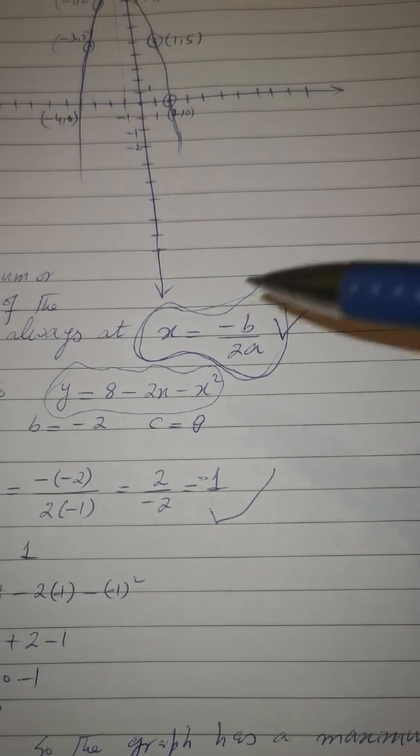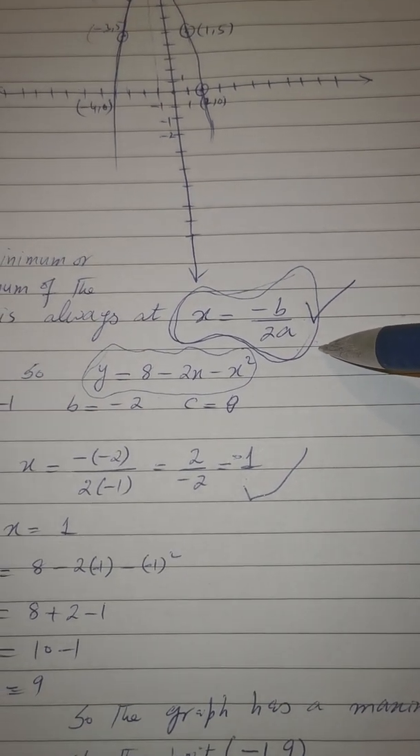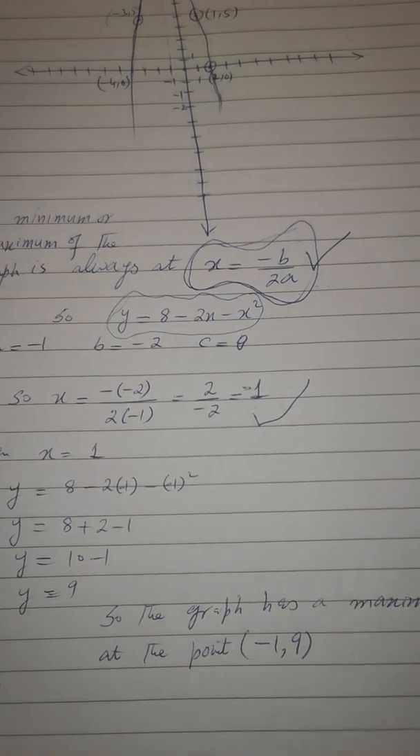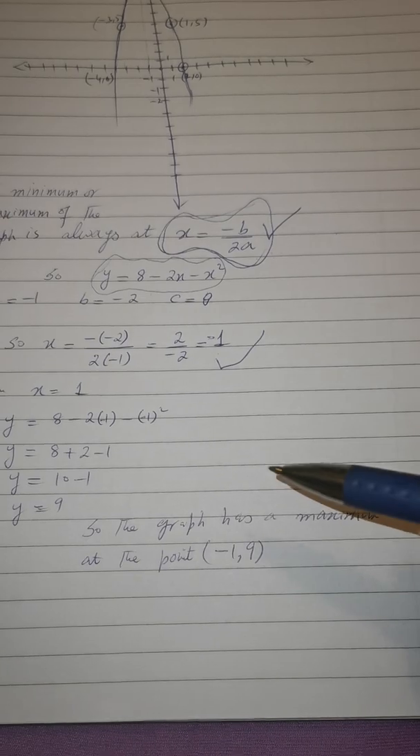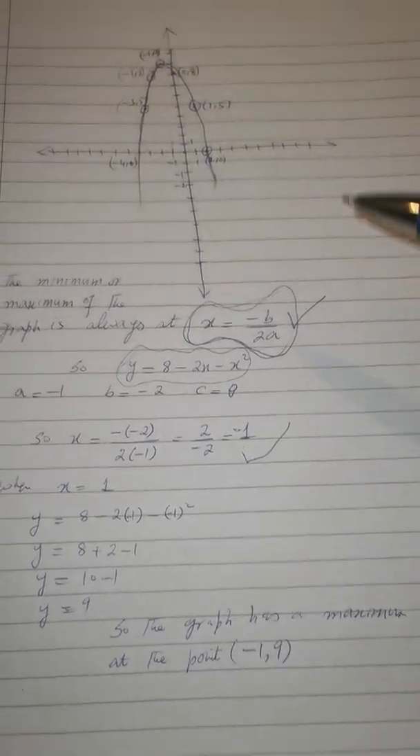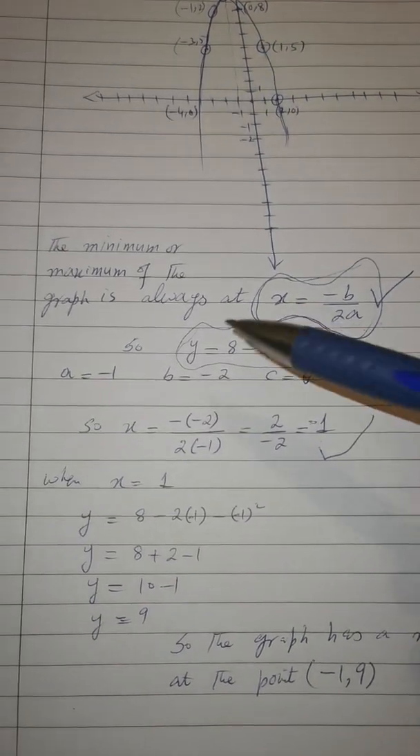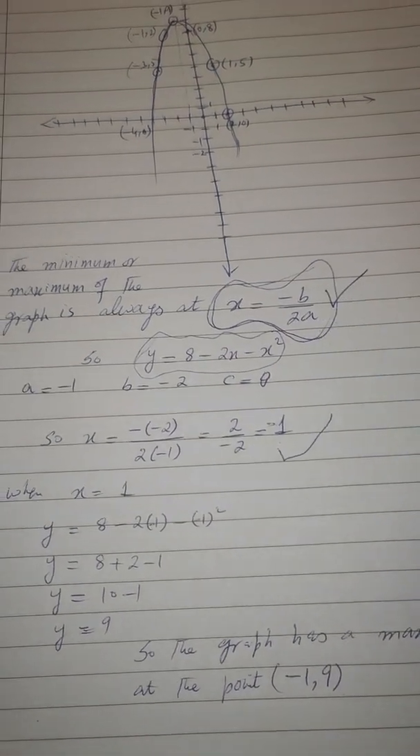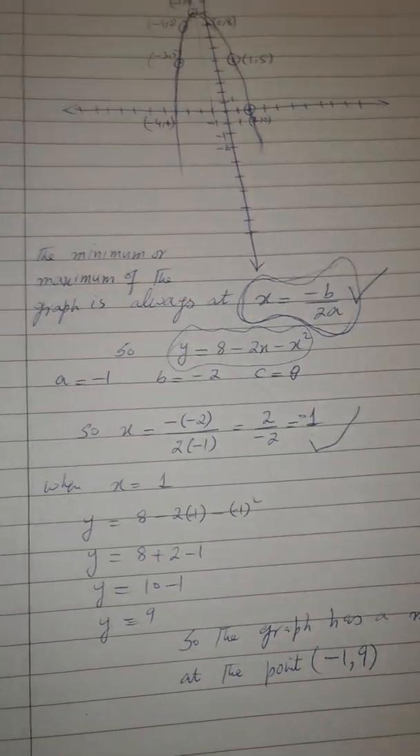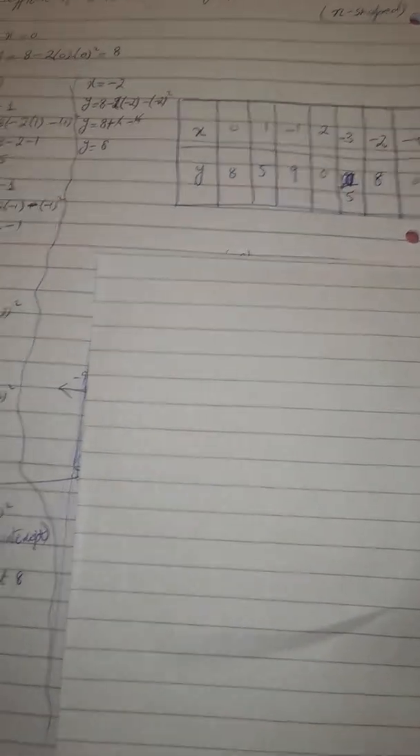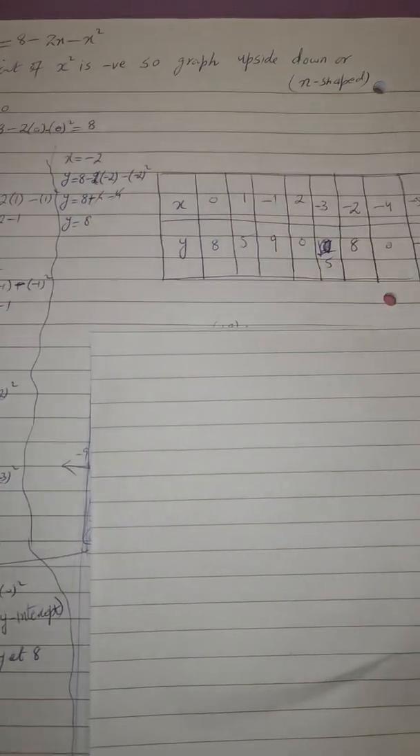So you have to remember these formulas. With this formula, how can we get the maximum or minimum point on the graph? So the graph has a maximum at the point minus 1, 9, you can see here, right? And we find this value by using the formula x is equal to minus b over 2a.